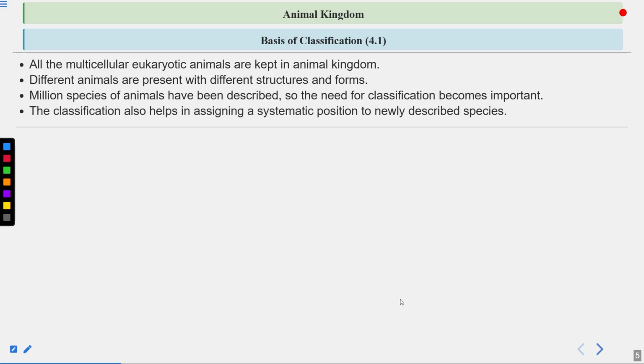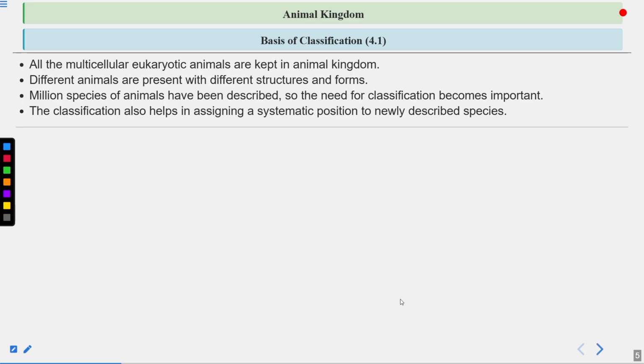The classification also helps in assigning a systematic position to a newly described species. Suppose a taxonomist, or you as a taxonomist, found an animal which has not been classified earlier. Now what will you do? You will note down some features, the fundamental features. The fundamental features mean how the organism looks, what type of digestive system, what type of circulatory system, whether it has any symmetry, right? All these are the fundamental features that we see in every organism, and according to that, you will note down all those characteristics.